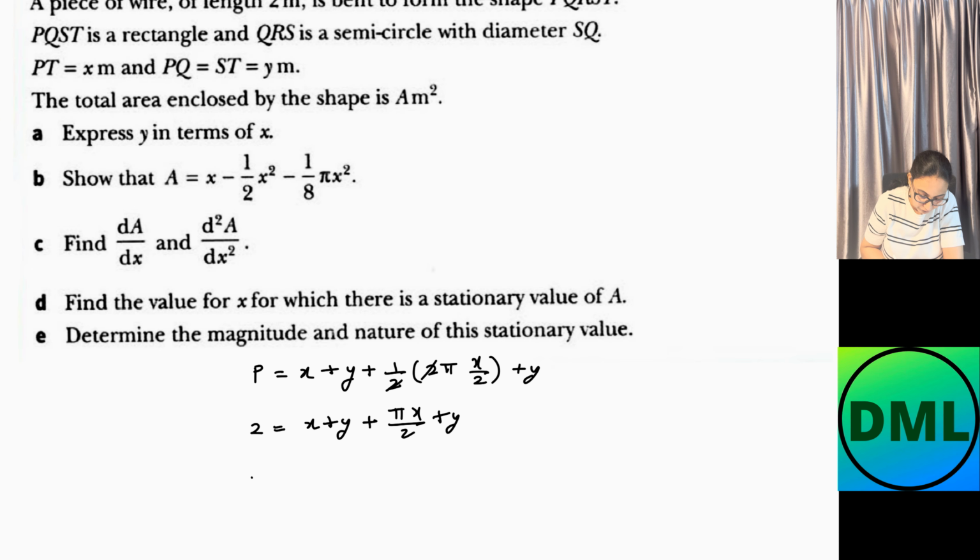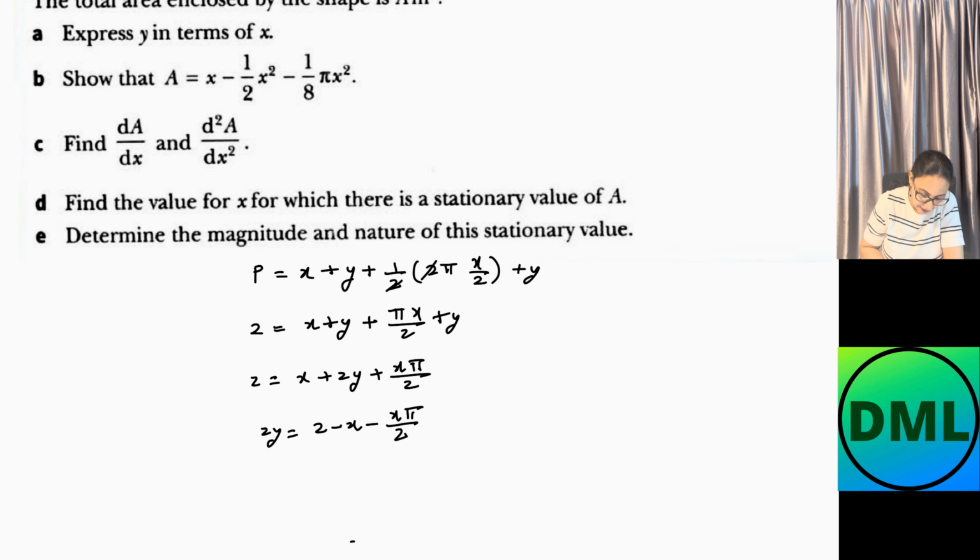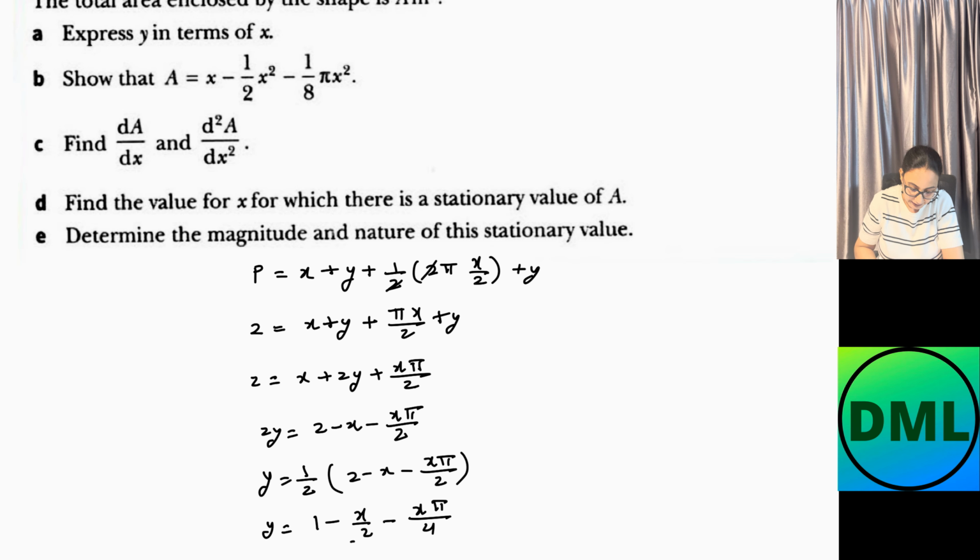I need to write down Y in terms of X. Let's combine Y first. This will be written as 2Y plus X plus X pi by 2. 2Y is equal to 2 minus X minus X pi by 2. I moved this X and pi by 2 to the left hand side. This will be Y is equal to 1 by 2 times 2 minus X minus X pi by 2. If I multiply that inside, that will be 1 minus X by 2 minus X pi by 4. This is the relation of Y in terms of X.